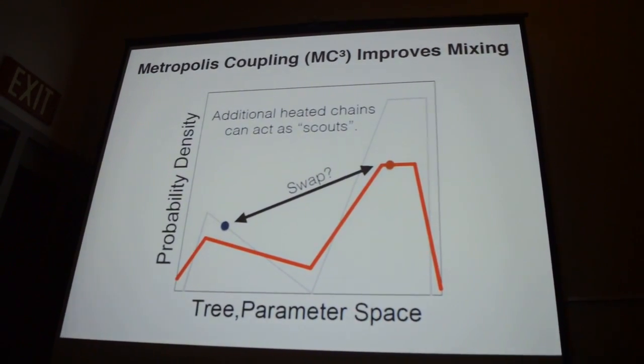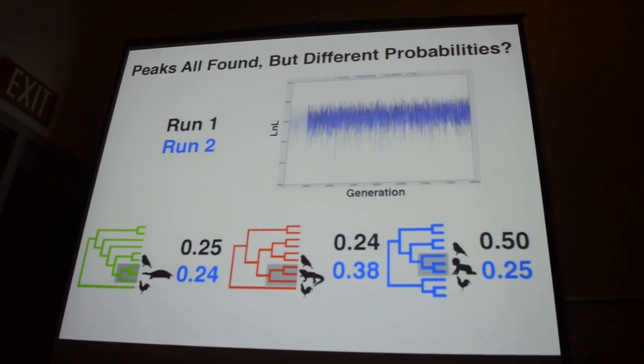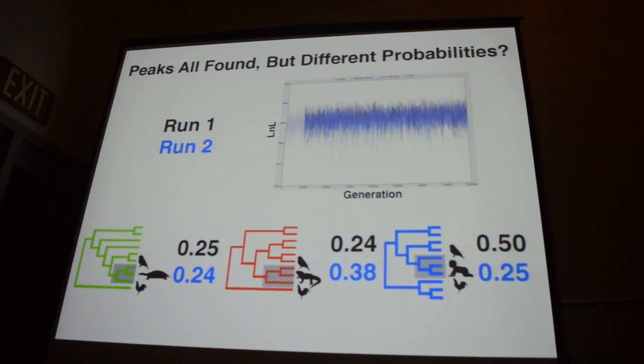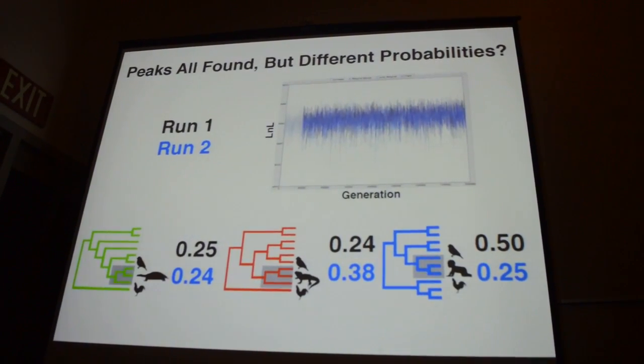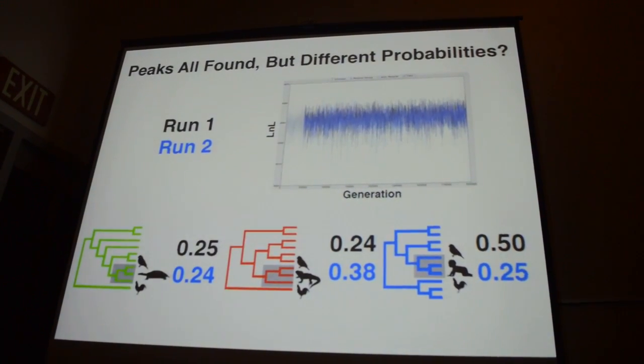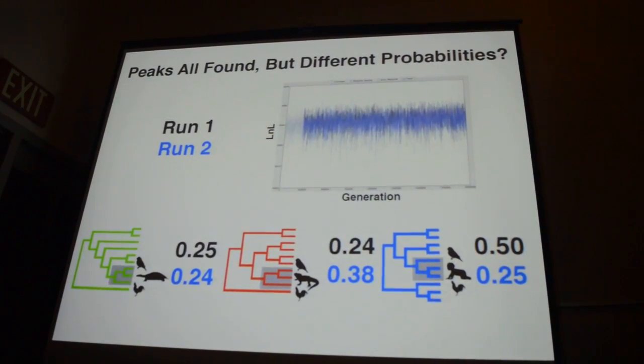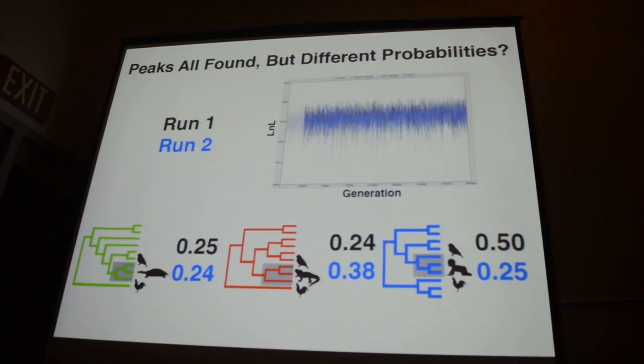So the hot chain can end up acting as a scout, finding regions of high posterior density for the cold chain. So Bob and I decided to try using Metropolis coupling to get around this sort of rugged distribution we have with our negative constraint. But we started to get some results that we didn't really understand. So we would run multiple runs. This is just one example of the results we got.